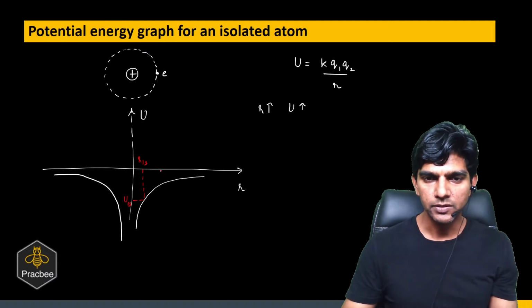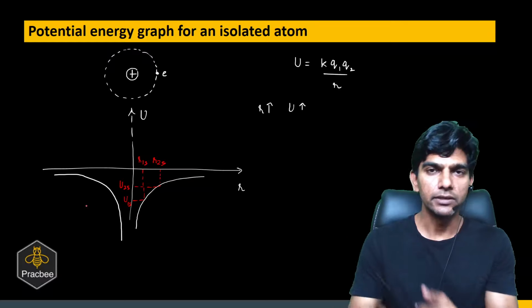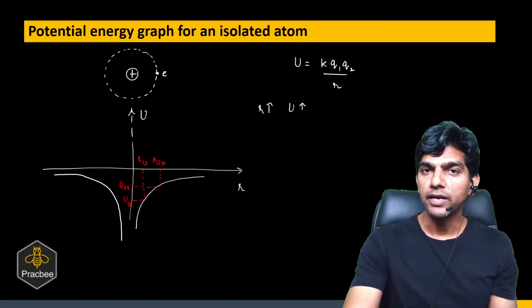U of 1s. Similarly, as we increase the distance, say this is 2s, R for 2s, and this will be the energy for 2s. So like this, the energy is increasing as we increase the distance. Now this is a very simple situation. But what happens if we have two atoms?